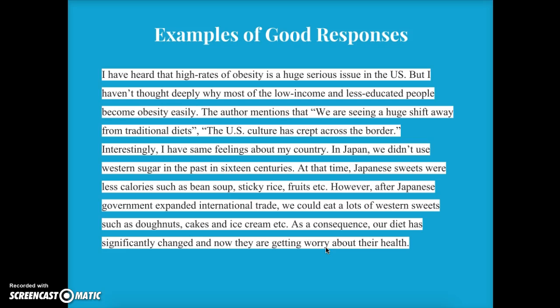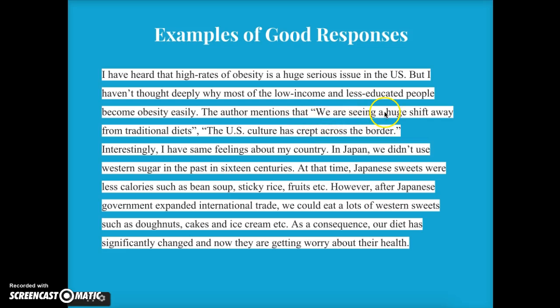What is so great about this response? First of all, she starts by referencing the idea of the article she's responding to, and she includes it. "So, I have heard about high rates of obesity in the US, but I didn't really think why most low income and less educated people became obese easily." This is a specific point from the article she's responding to.